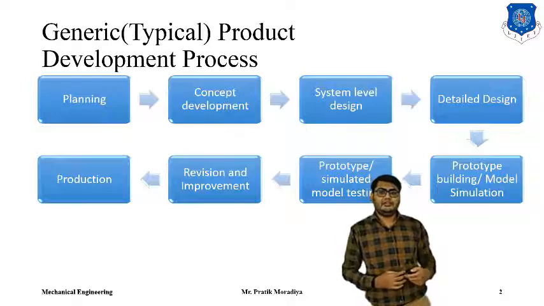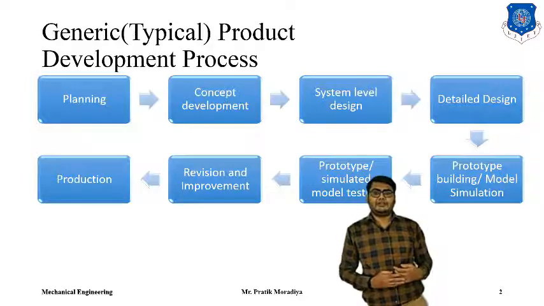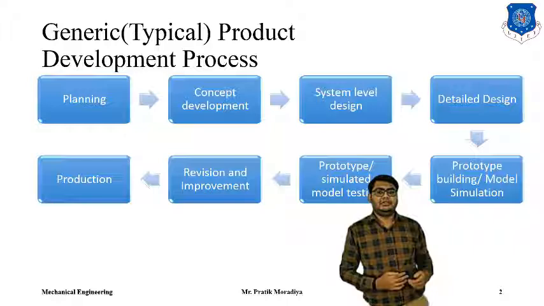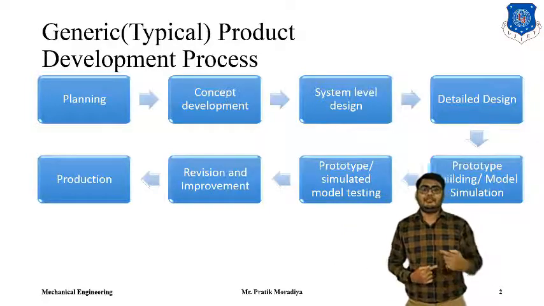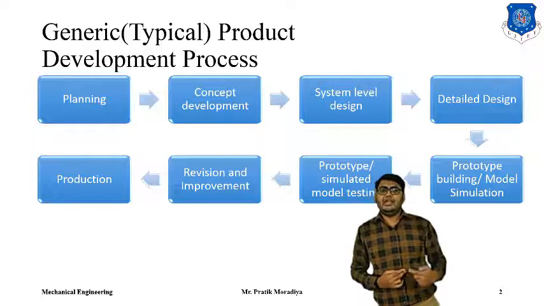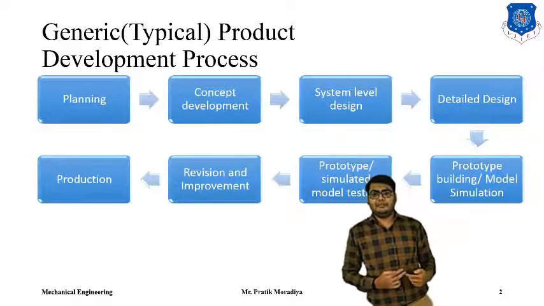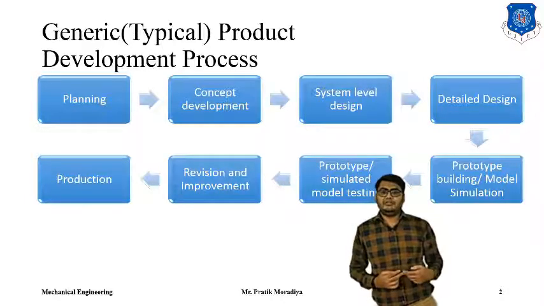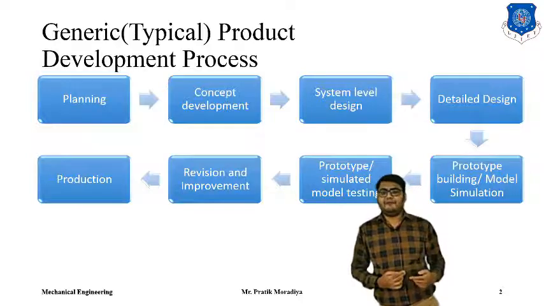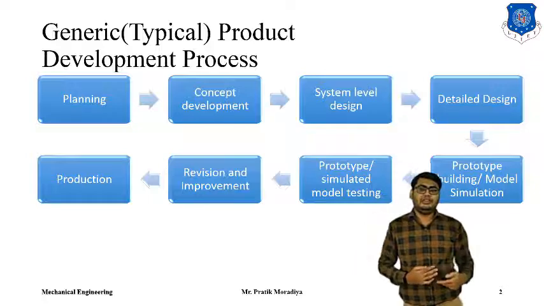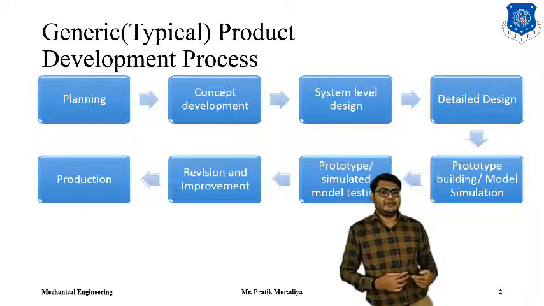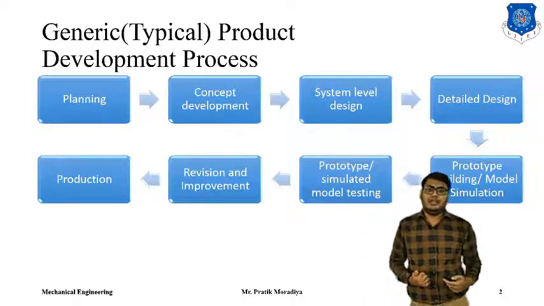So let us discuss what we are expected to do in each and every stage. Before that, let us first revise all the stages. The first one is planning, then concept development, then system level design, then detailed design, then prototype building or modeling, then prototype or simulated model testing. First build the prototype, then test it. Then if necessary do revisions and improvements, and if it is satisfactory, then go for production.